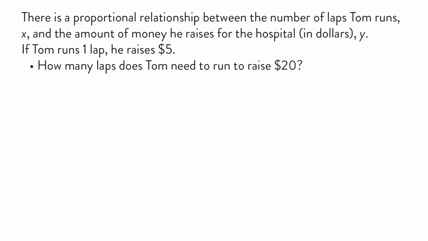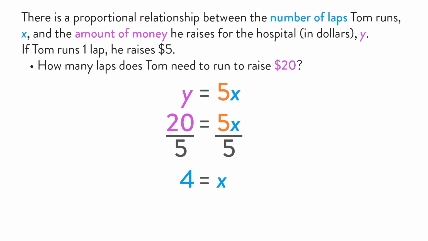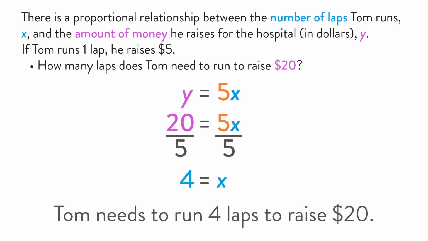And finally, how many laps does Tom need to run to raise $20? Let's use that equation again. X represents the number of laps Tom runs, and y represents the amount of money he raises for the hospital. So we can plug 20 in for y and solve for x. 20 equals 5x. To solve for x, we divide both sides by 5, which gives us 4 equals x. Tom needs to run 4 laps to raise $20.